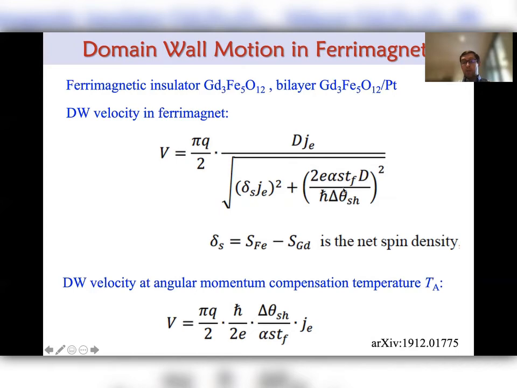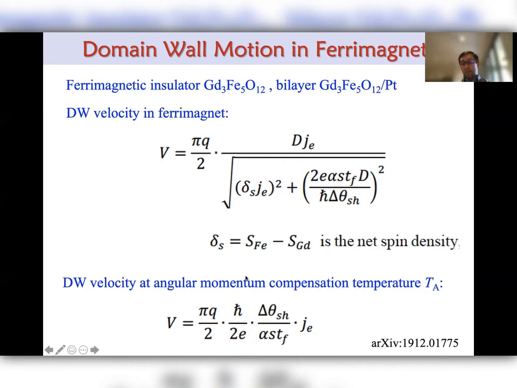and this delta S is the net spin density. So it's basically the difference between the spin density on the iron sublattice and the spin density on the gadolinium sublattice. And if we can change temperature in such a way that this difference will be zero, we can cancel this first term, and that's exactly what will give us the highest velocity. This delta S equal to zero corresponds to the angular momentum compensation temperature, T_A, because when this net density is equal to zero, that means we have angular momentum compensation.